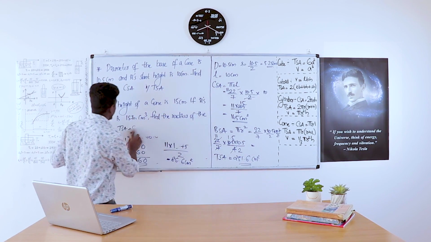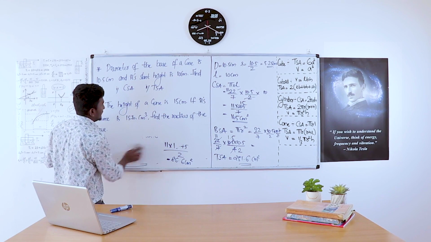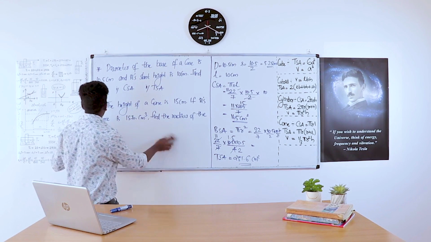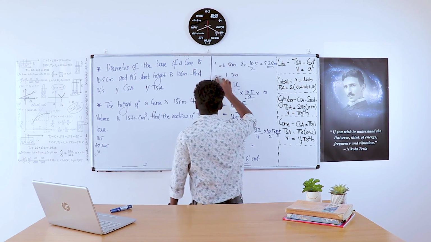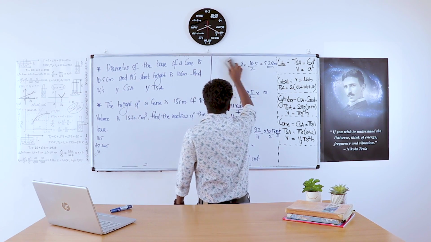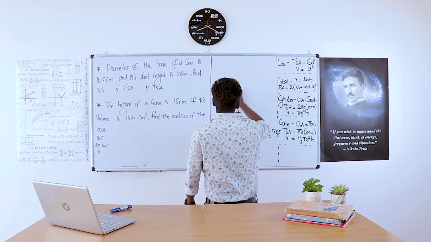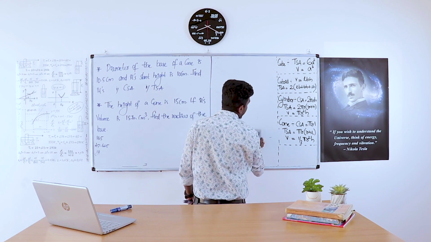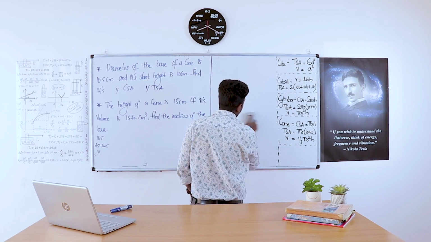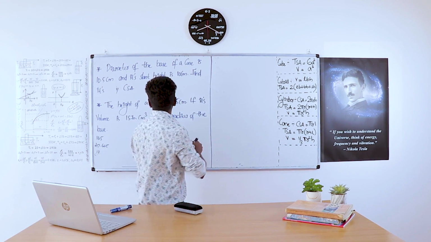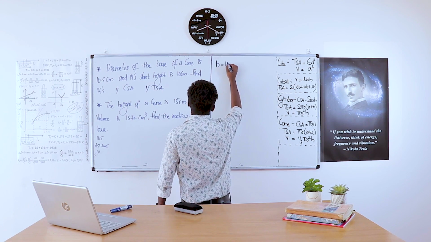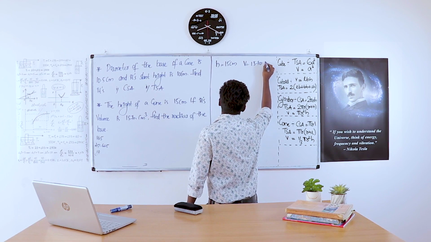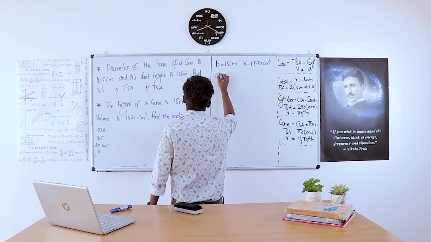Now I am moving to the next question. The next question is that the height of a cone is 15 centimeter. If its volume is 1570 centimeter cube, find the radius of the base. So what all things are given here? Height h is equal to 15 centimeter. Volume is given as 1570 centimeter cube. We need to find the radius.